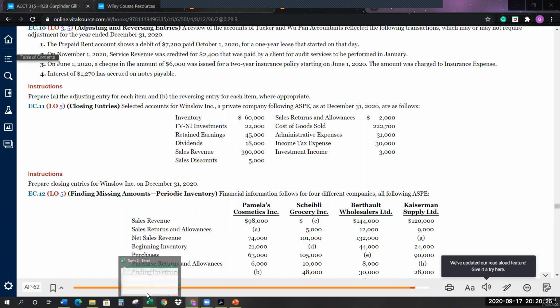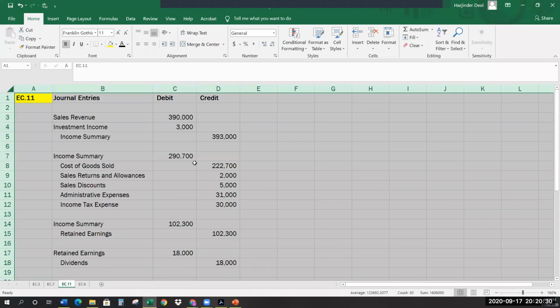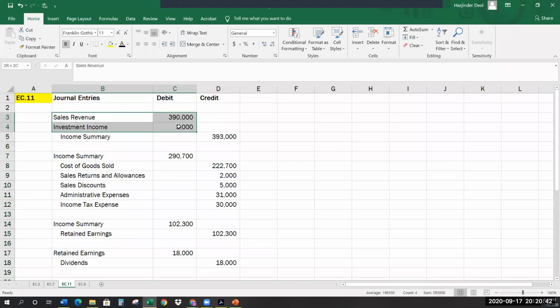So once you have determined what accounts to close, you always follow the same order for the closing process. Your revenue accounts first, expense accounts after, and lastly, your dividend accounts. So the normal balance for your revenue accounts, oh, sorry.